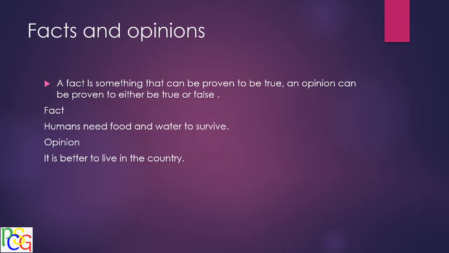Facts and opinions. A fact is something that can be proven to be true. An opinion can be proven to either be true or false. Very slight difference between the two. A fact will always be proven true, but an opinion can be either true or false. So, example, a fact: humans need food and water to survive. We can prove that. We can give one human food and water and don't give the other. And if that human dies, then it's a fact. That's a terrible experiment or example, but there you have it.